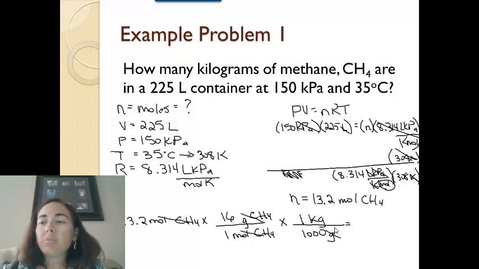I need to multiply across the top 13.2 times 16, and then I'm going to divide that answer by 1,000, and I get 0.21 kilograms of methane. And that's your final answer for this problem. Let's try another one.